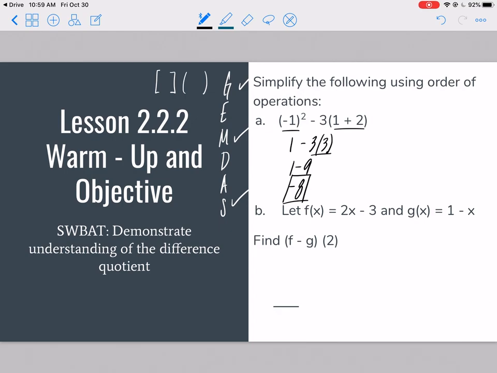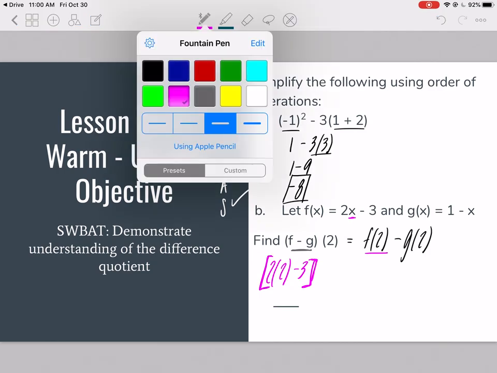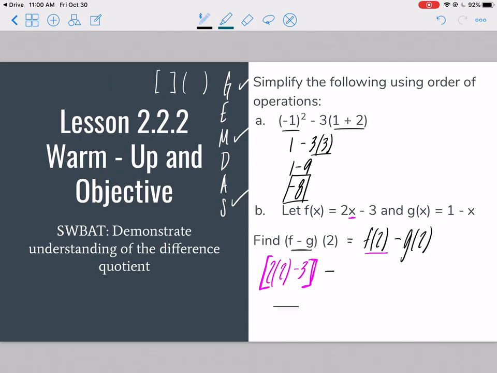Okay, and then another review from last lesson, we are going to find f minus g of 2. So you could do this one of two ways. You could find f of 2 minus g of 2, which is what I will show you guys, or you could find f minus g first, so subtract the functions first and then plug in the 2. Either way. Okay, so if I do f of 2, that means I'm going to plug in 2 for function f first. So I'm going to get 2 times 2 minus 3. I'm going to put that just in brackets and all in pink so that I know that that's function f of 2. And then minus g of 2.